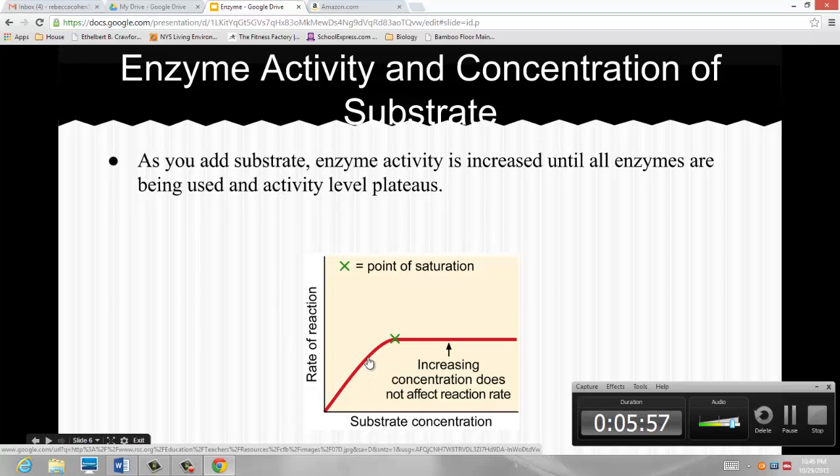So in our case of 100 enzymes, once we get to 100 substrates, all of the enzymes are working and the enzymes reach their point of saturation. At this point, the activity of the enzymes can no longer increase. So another way of explaining this graph is saying as you add substrate to solution, the rate of enzyme activity will increase until all enzymes are involved in reaction, at which point the enzyme activity levels off. And that's what this flat line means.